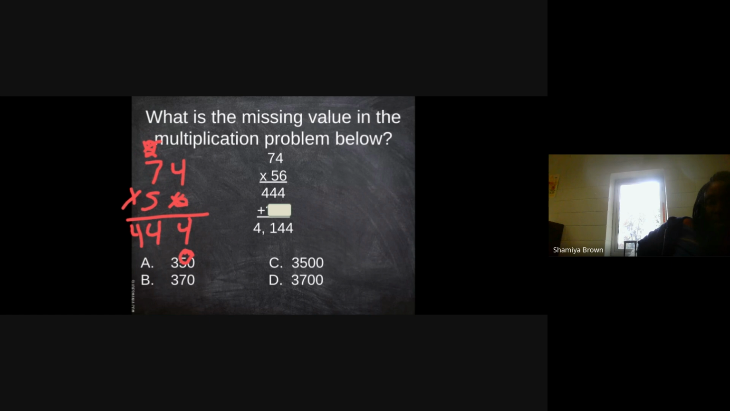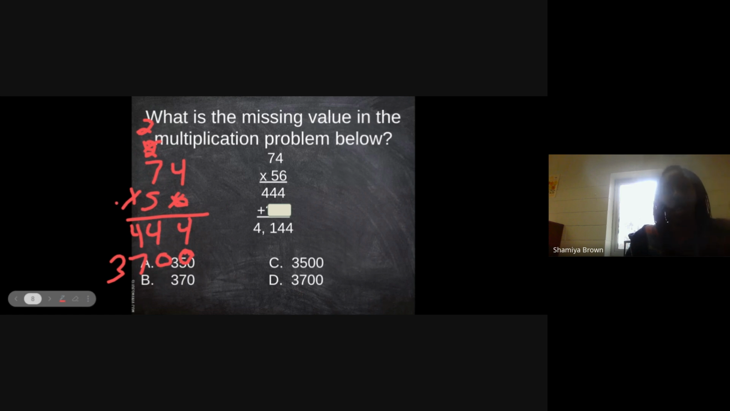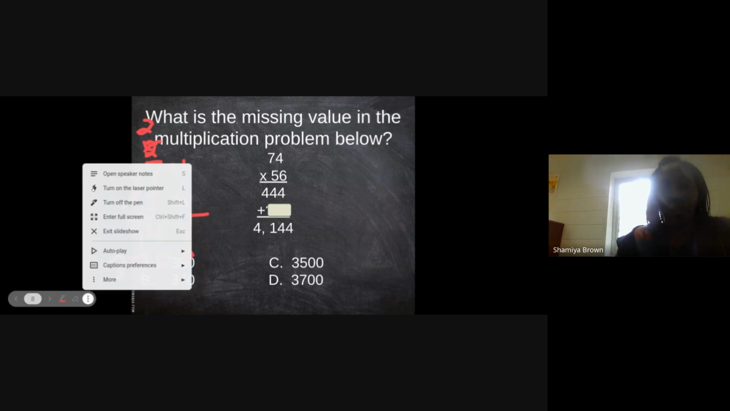Now I'm going to multiply 4 times 5. That's going to give me 20. Put my 0, carry my 2. Then I'm going to do 7 times 5 plus 2. So 7 times 5 is 35 plus 2 is 37. 7, 3. So what's the missing value is all they wanted to know. So it's 3,700. That's all you would have to do is solve it. You need to do the standard algorithm to solve it. All right, so that's it for that one.